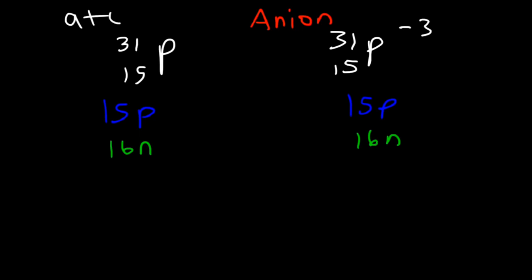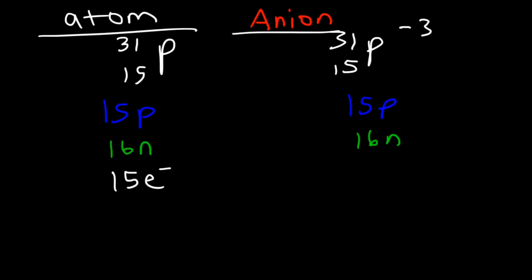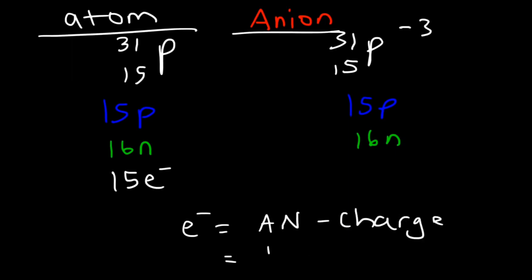On the left, because we have an atom, it's electrically neutral, so the number of protons and electrons are the same. In the case of the anion, it's going to be the atomic number minus the charge. So the atomic number is 15 minus a charge of -3. This will give us 18 electrons. 15 minus -3 is the same as 15 plus 3. So whenever you have a negatively charged ion, it means that there's more electrons than protons. And when you have a positively charged ion, there are more protons than electrons.